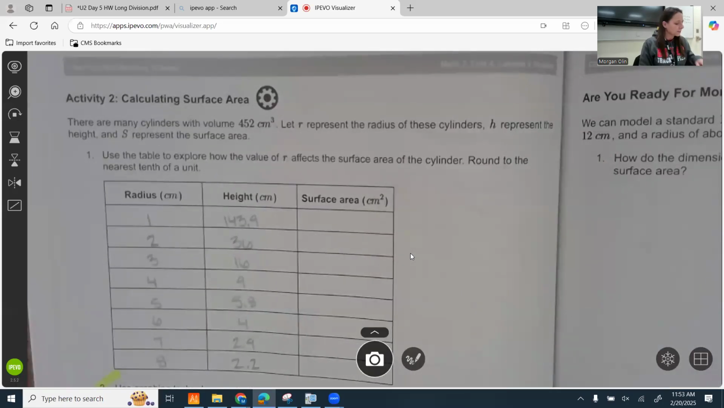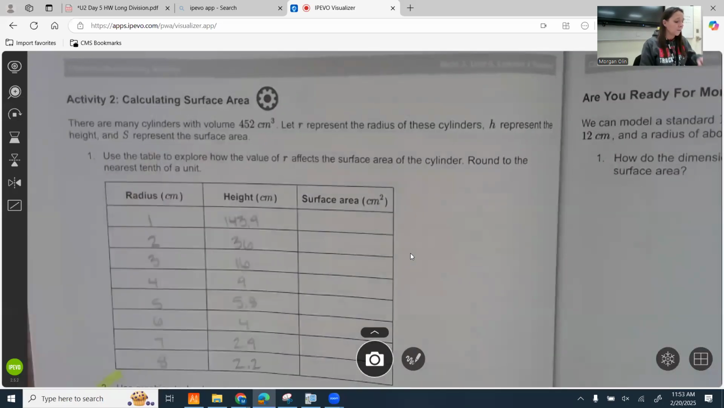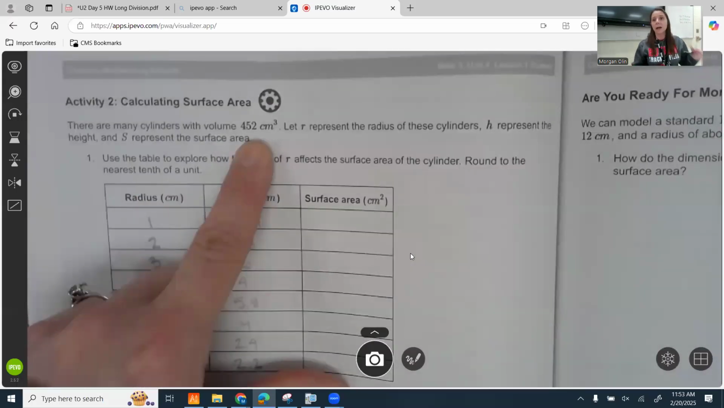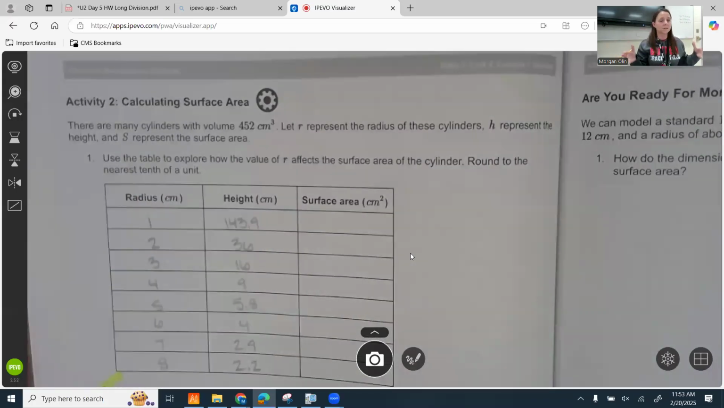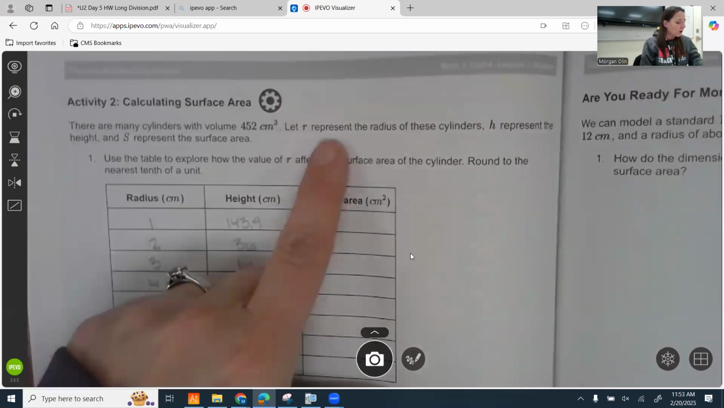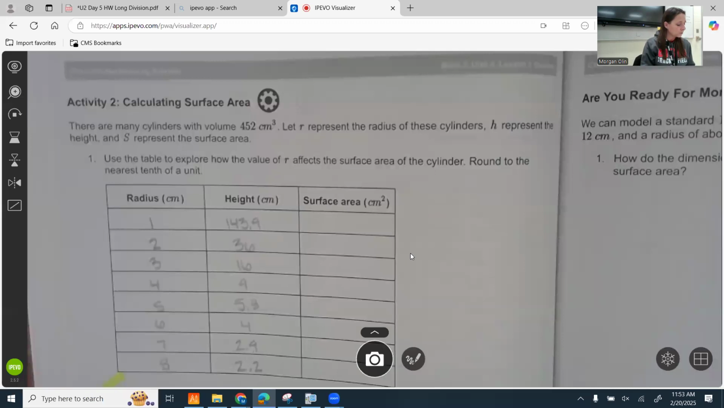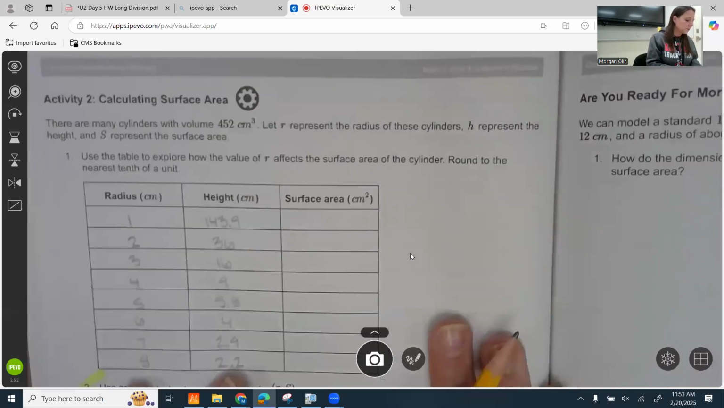Calculating surface area. There are many cylinders with volume 452. They can be a certain height with a certain radius and so forth that we were just looking at. Let R represent the radius of these cylinders, H represent the height, and S the surface area. Use the table to explore how the value of R affects the surface area. Round to the nearest tenth.